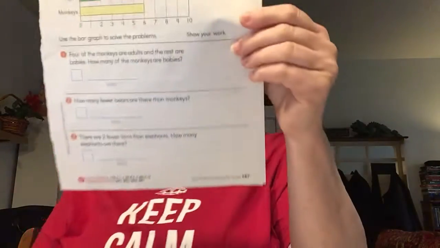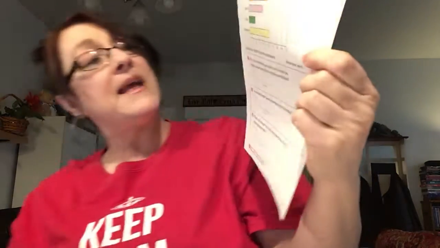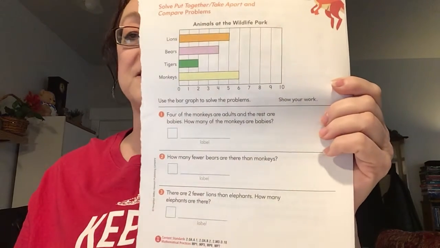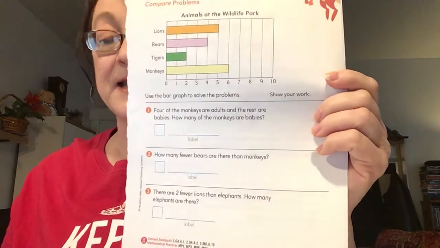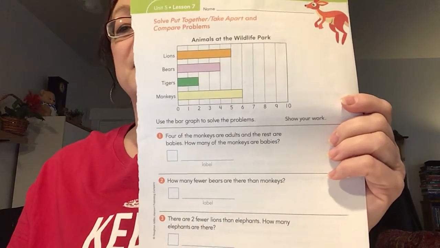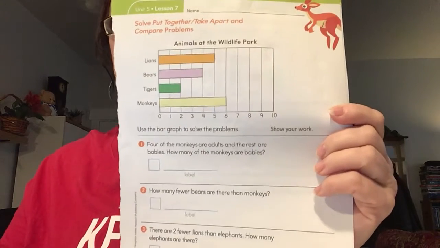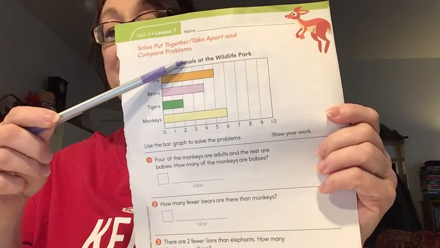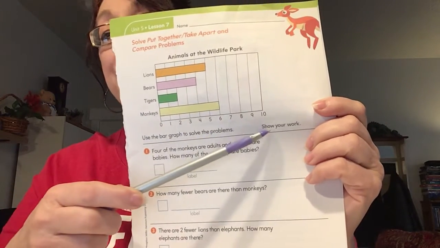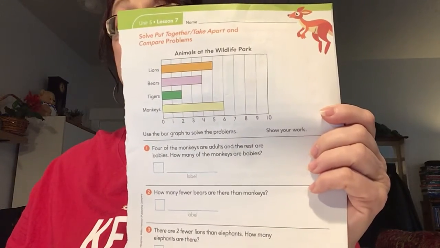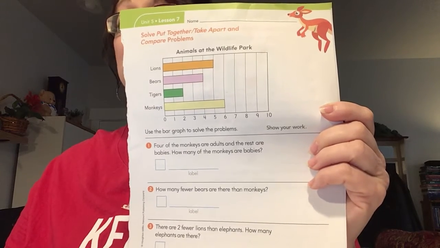So the name of our graph is called Animals at the Wildlife Park. So at the wildlife park, there are lions and bears and tigers and monkeys. So the first thing I want you to think, what's the first thing that I do with this graph? Think about what we've been talking about. So we've looked at the title. We see the numbers here at the bottom. We see the names on the side. Is that telling me it is a horizontal graph or is it a vertical graph?